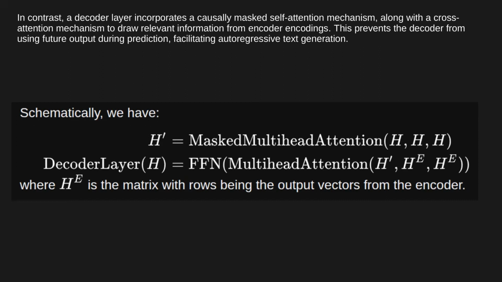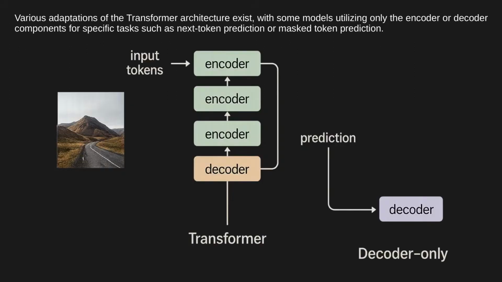In contrast, a decoder layer incorporates a causally masked self-attention mechanism, along with a cross-attention mechanism to draw relevant information from encoder encodings. This prevents the decoder from using future output during prediction, facilitating autoregressive text generation. Various adaptations of the transformer architecture exist, with some models utilizing only the encoder or decoder components for specific tasks such as next token prediction or masked token prediction.